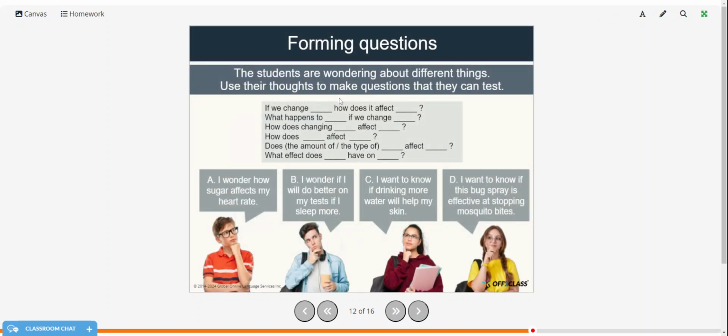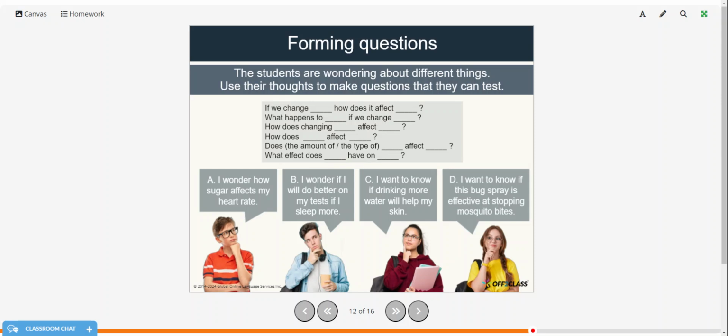Now, these students are wondering about different things. Use their thoughts to make questions that they can test. And these are some of the question forms. I wonder how sugar affects my heart rate. So you could say, what effect does sugar have on my heart rate?